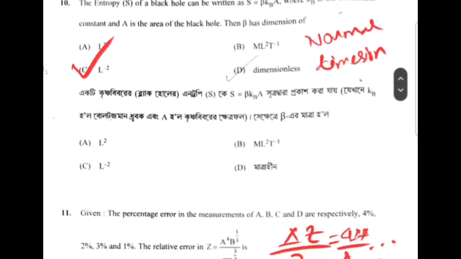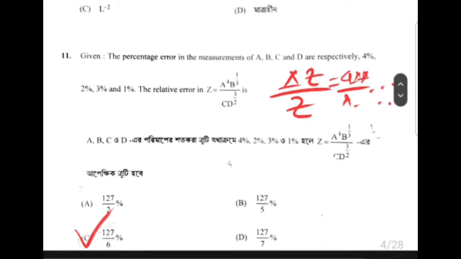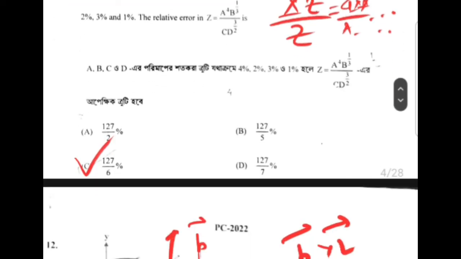Question number 11, the percentage errors in measurements of A, B, C, D are respectively 4%, 2%, 3%, 1%. You will apply the required formula delta Z by Z equals 4 times delta A by A plus 1 by 3 delta B by B plus delta C by C plus 3 by 2 delta D by D, and you will get the answer as option C, 127 by 6%.